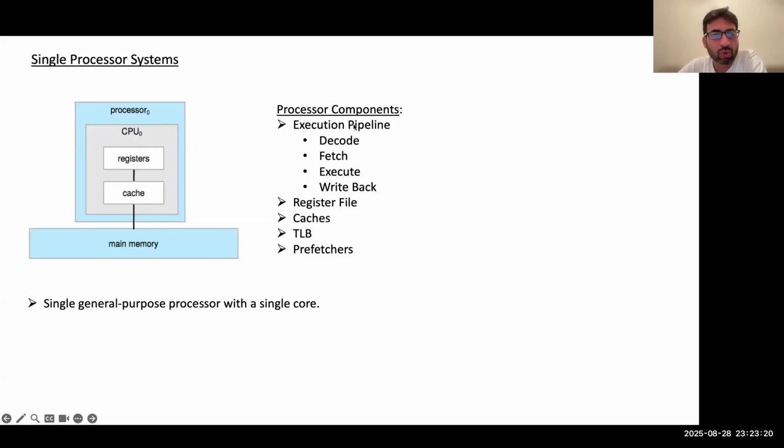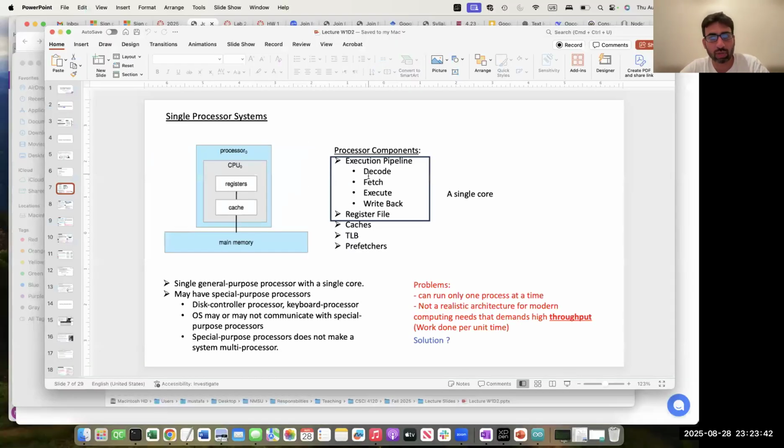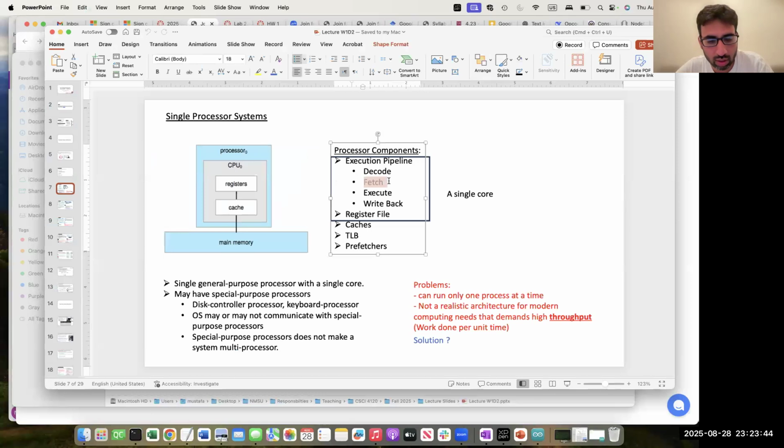Let's first talk about what the components of a processor are, and then we'll talk about what a core is. Typical processor components: within a processor you have an execution pipeline, and an execution pipeline has different stages. Actually, this is wrong, it should be fetch and decode. Let me correct it right now because later on I will forget.